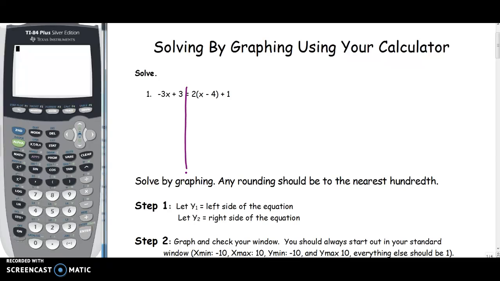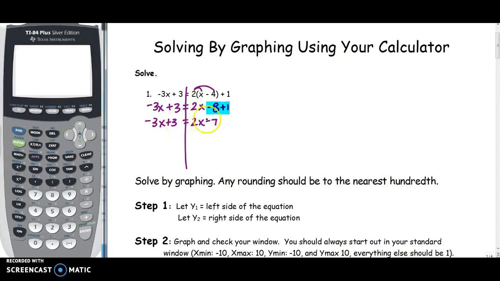So here we have a problem that we've seen before. All we would do is distribute here. Since you cannot simplify anything on the left-hand side, you bring that down. And you distribute the 2 to the x and the 2 to the -4. We still have to simplify just a little bit, so -8 plus 1 is -7. So we'd have 2x minus 7, and then bring down your -3x plus 3.